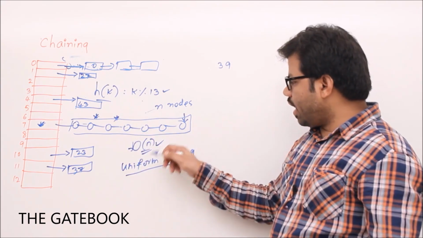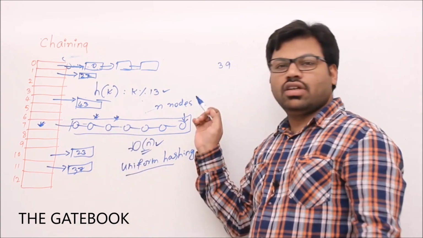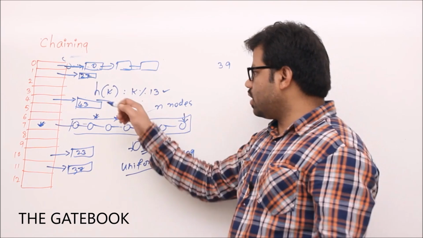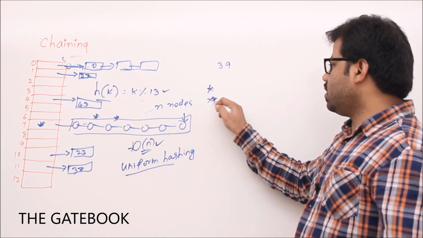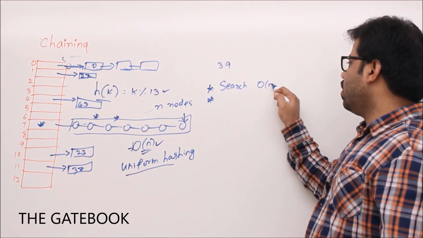So if it really happens, the time complexity will be order of n for search. Insertion example: you want to insert, insertion is always order of 1. We'll see the time complexity of search. What was the search time complexity? Order of n.